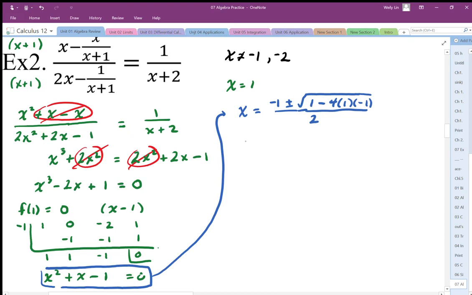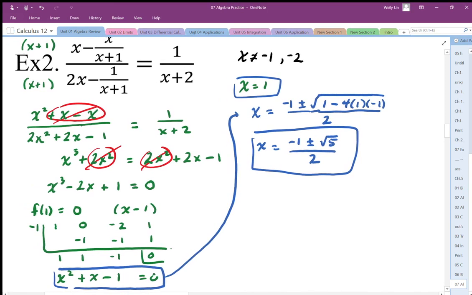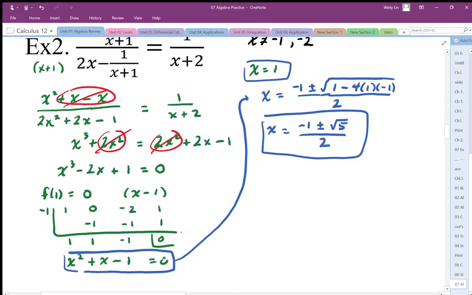So the other two solutions for x are going to be -1 plus minus the square root of 5, all divided by 2. So there are my three solutions, one here and the other two here. That's the solution to that equation. We have three solutions, since it ends up being a cubic.